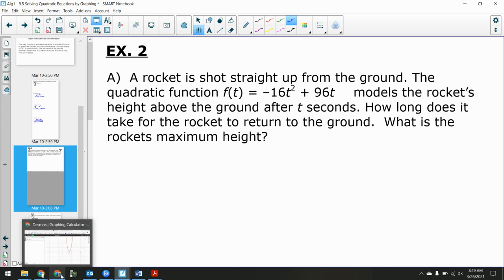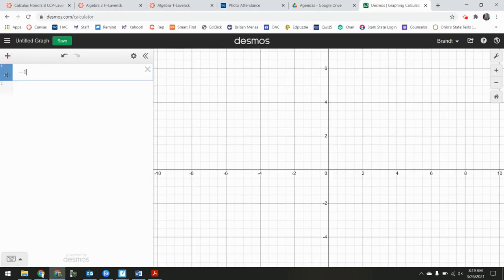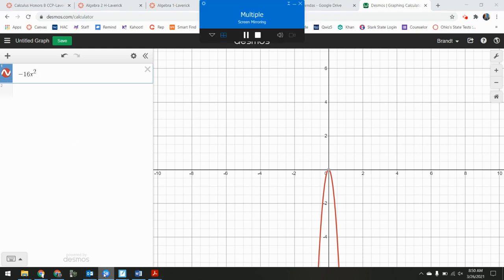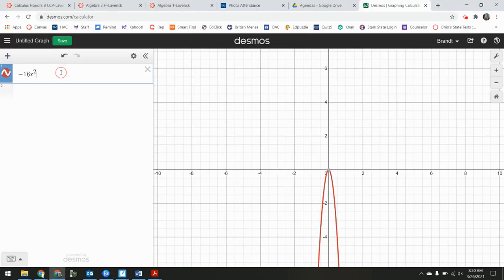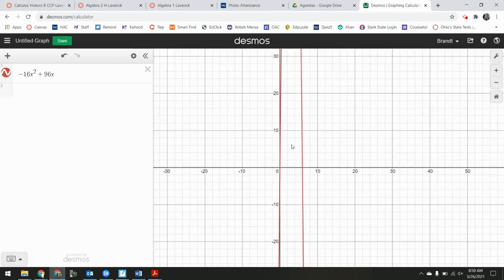Everybody go to Desmos and type in that function. Negative 16. Now it says t, but let's use x. Make it very quick. And then it was plus 96? Oh, I got it right here. Plus 96x. And again, I'm changing t to x. Now you may have to zoom out because what's it asking for when it asks for the maximum height? What point is it asking for? Right, which was called the what? What's another name for a maximum? The vertex. Do I see the vertex on my screen right now? No. I could drag it around, but let's zoom out until we see it.